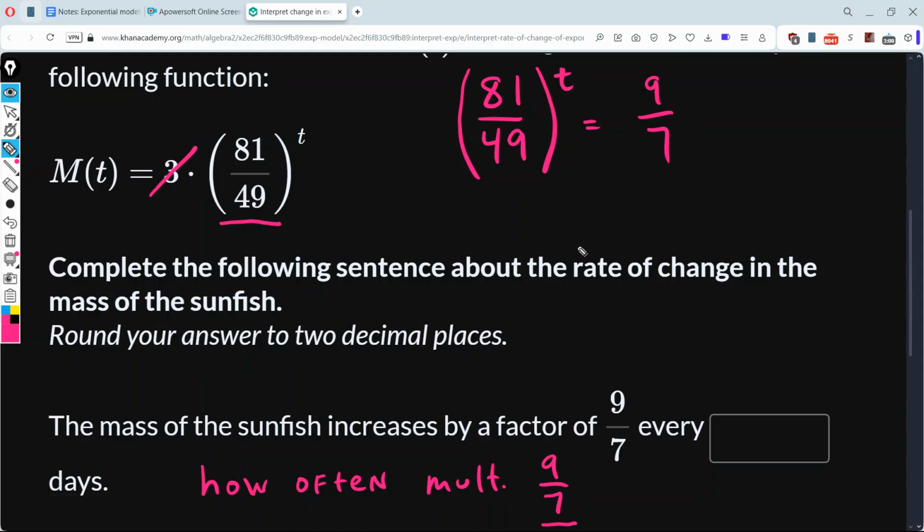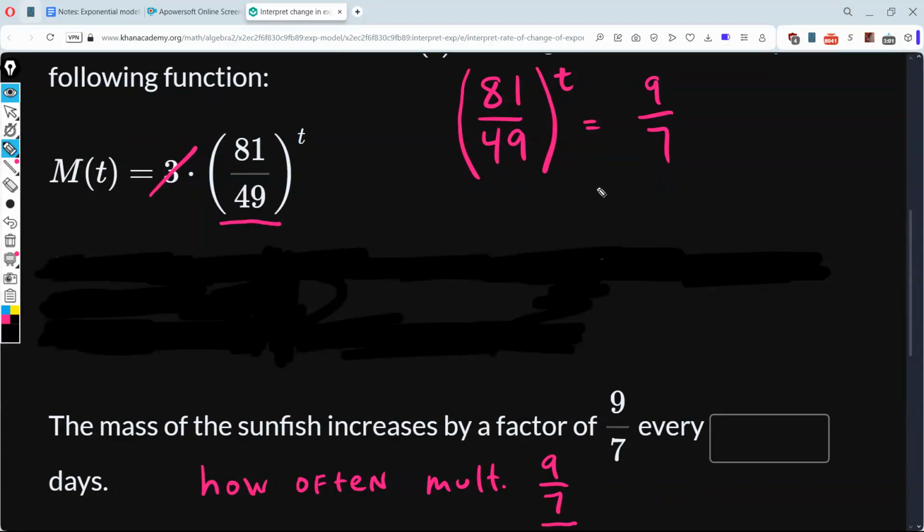All right, so let me make a little room here. So you just equate these two because you want to see what you're multiplying by each time. And in order to solve this for t, we need the bases to match. Since some of this you can do in your head, we know that 9 squared will give us 81, and we know that 7 squared will give us 49. All right, so I can replace 81 over 49 with 9 over 7.